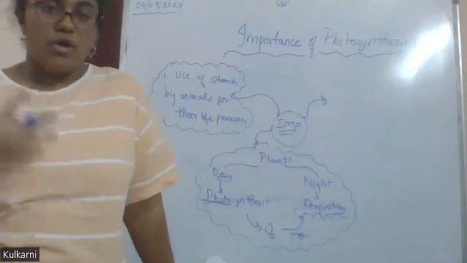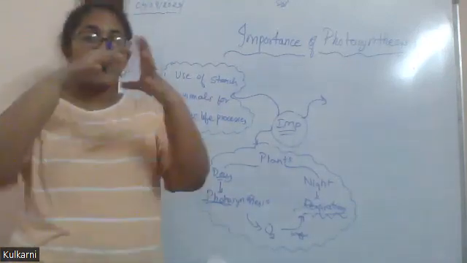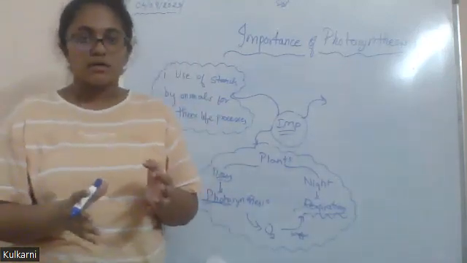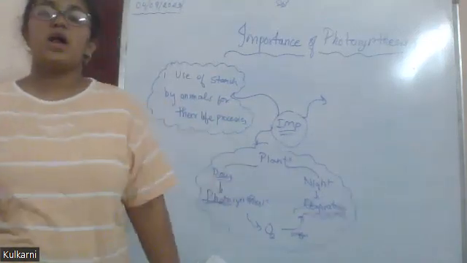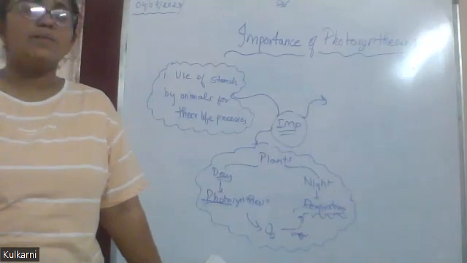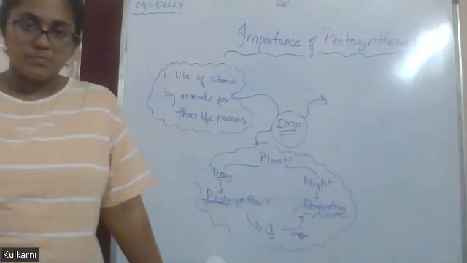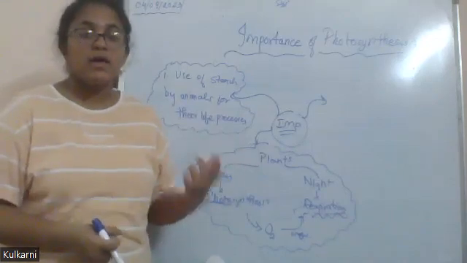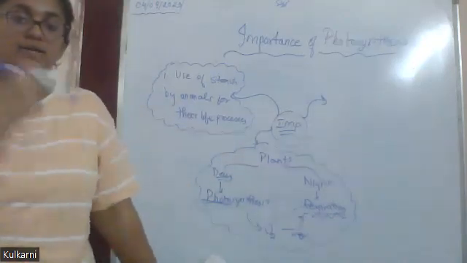Now we all know that our Earth is covered with a layer of atmosphere, right? Which protects us from the harmful ultraviolet rays of the sun. Ultraviolet means harmful rays. So these harmful rays are blocked by the atmosphere.